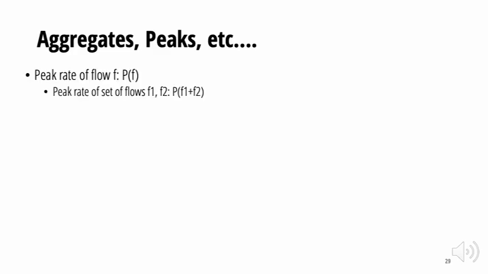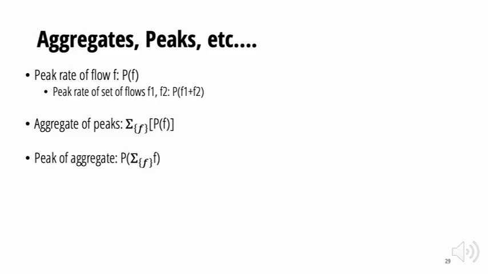Let me make this a little bit more formal still. If I have a flow F, I'm going to use P of F to denote its peak. And then the peak of an aggregate of a number of flows, say F1 and F2, would be P of F1 plus F2. The aggregate of the peaks would be adding up all the peaks, so the sum over each flow of P of F. On the other hand, the peak of the aggregate would be that I first sum all the flows, and then I take the peak.